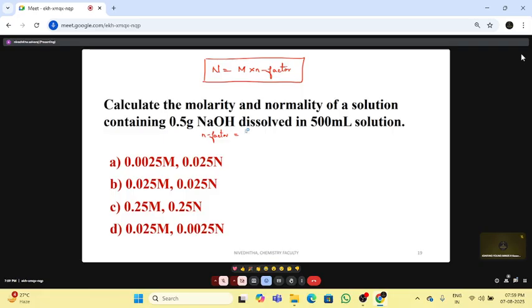Sodium hydroxide is a base. So for a base, the N factor is acidity, that is the number of OH minus ions. So sodium hydroxide contains only one OH minus ion. So the N factor is 1. So for sodium hydroxide, normality is equal to molarity. So obviously we can screen the options, right? Normality and molarity have to be equal. So option A is ruled out and option D is also ruled out, right? So among B and C, we have to find the right answer. You just calculate the molarity and let me know the value.